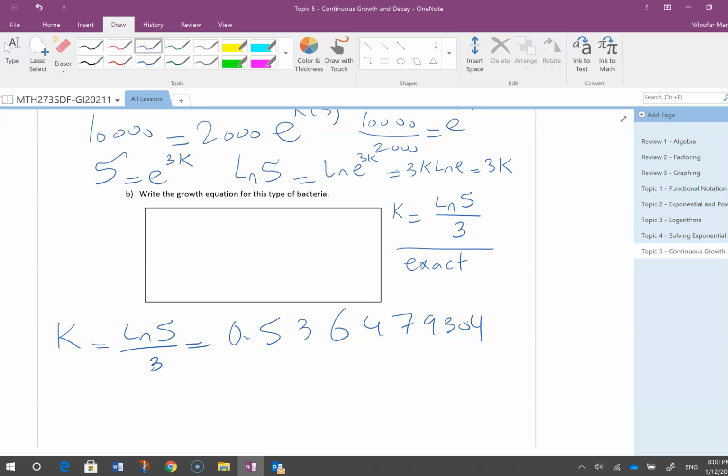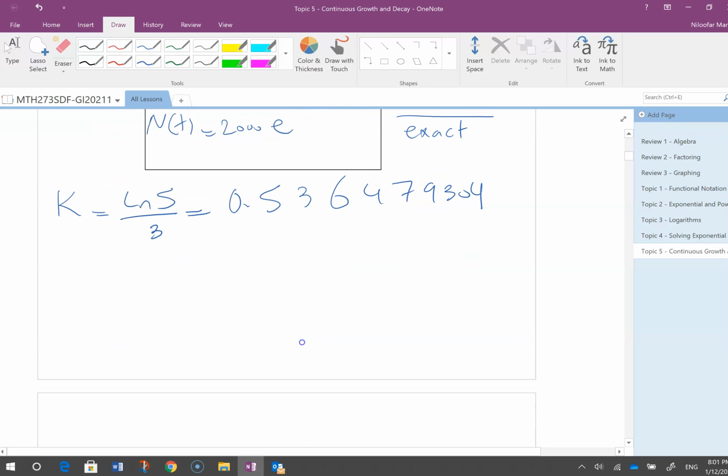So if I want to write the formula here, this is N(t) equals 2000 e power 0.536479304 t. That's the equation. Now if t is changing, N(t) is calculated. I just know that t equals 3 gives 10,000, but we don't know for others, so I can put t and then I can calculate.